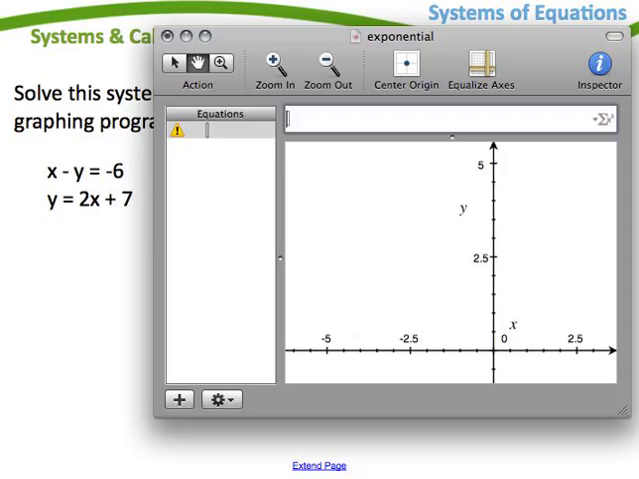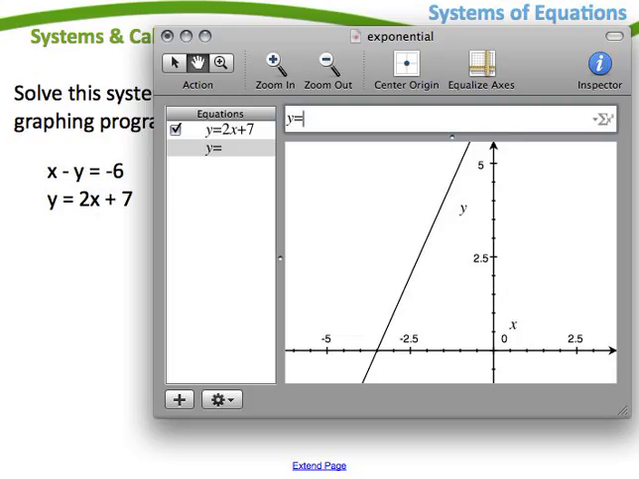I guess like that. Okay, so I'm going to type the first equation in. X minus y equals negative 6. It's nice that you can type them in like that on Grapher on the Macintosh. WinPlot, not as easy. Anyway, we want to get another equation in there too. So y equals 2x plus 7. Go. Uh-oh, I just changed the first one. I want a new equation.